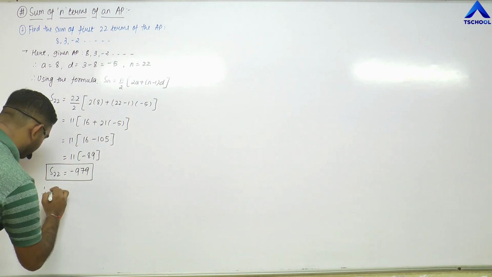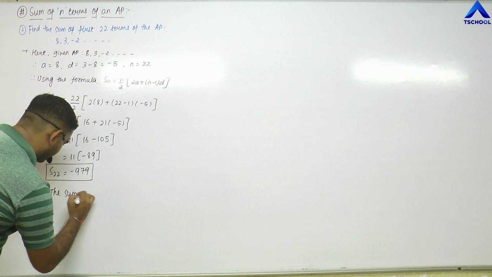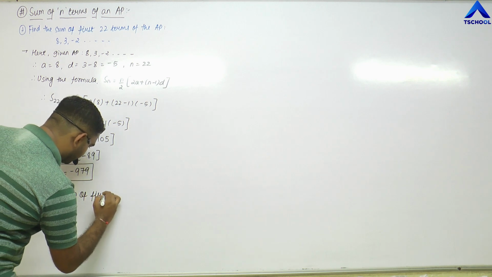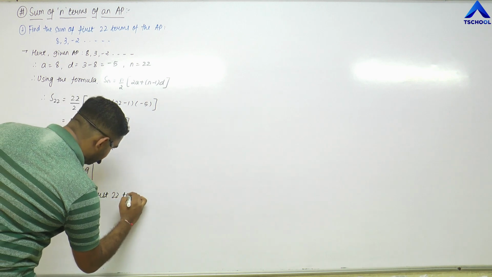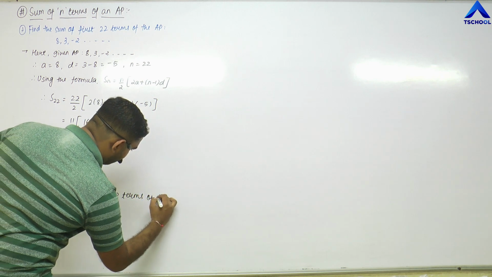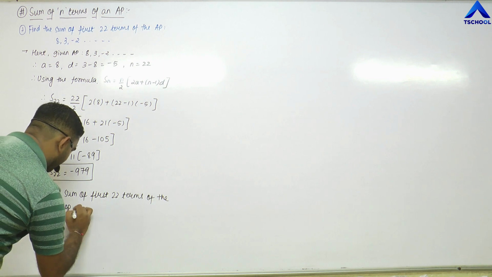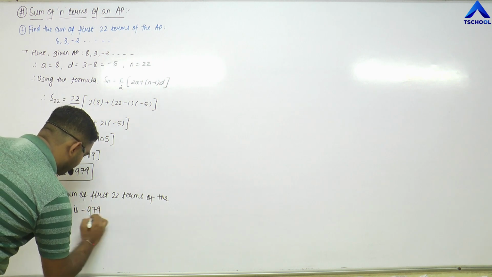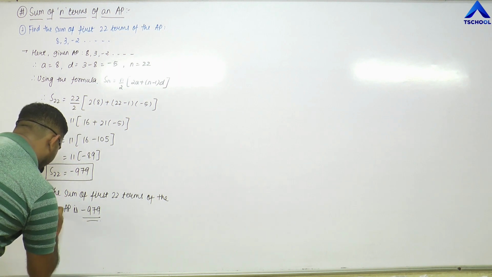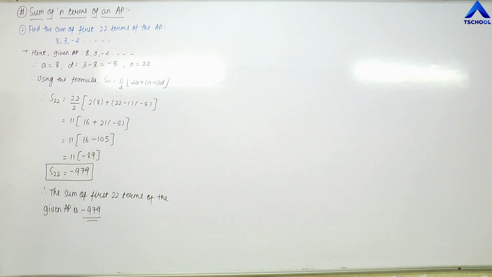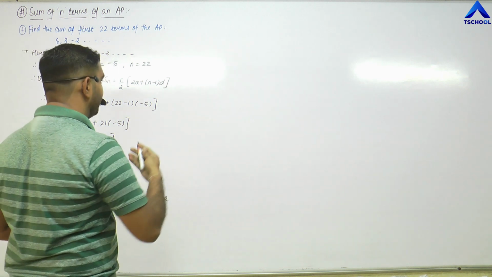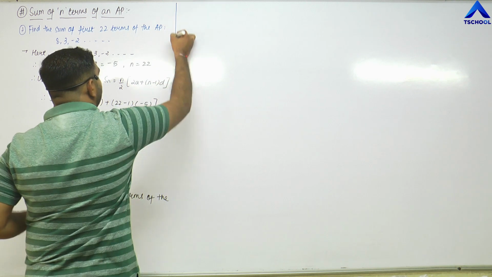Therefore the sum of first 22 terms of the AP is minus 979 of the given AP. Let me write minus 979. Is it clear, friends? So that is how you can use the formula of Sn, that is Sn equals n by 2 into 2a plus n minus 1 into d.